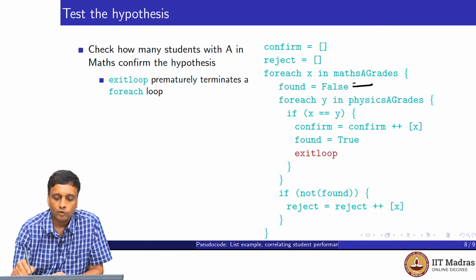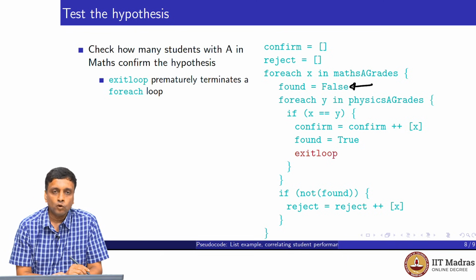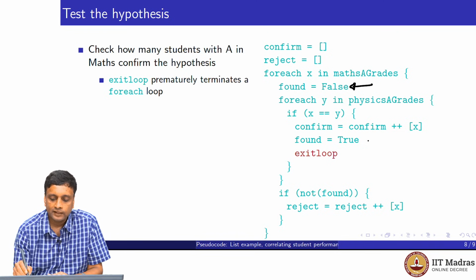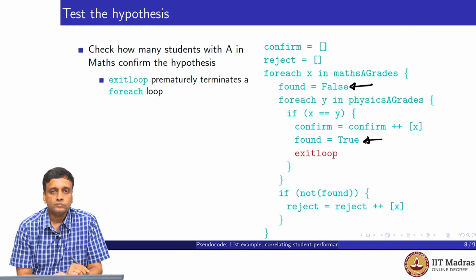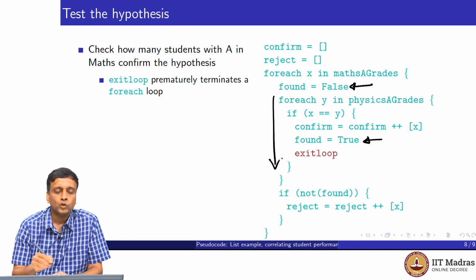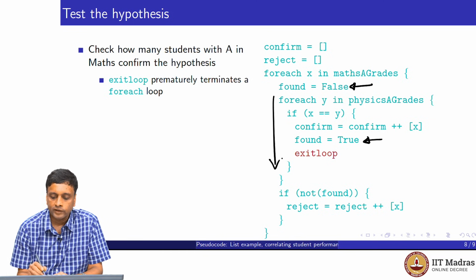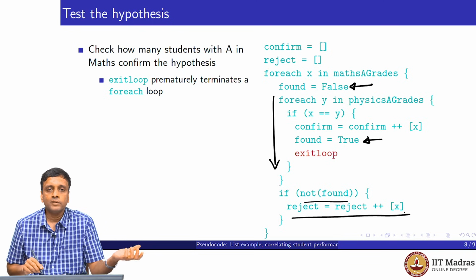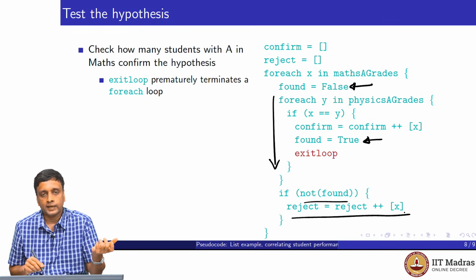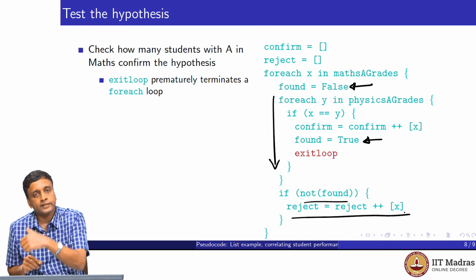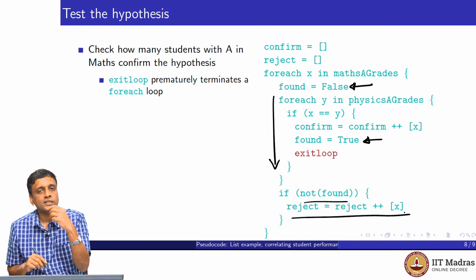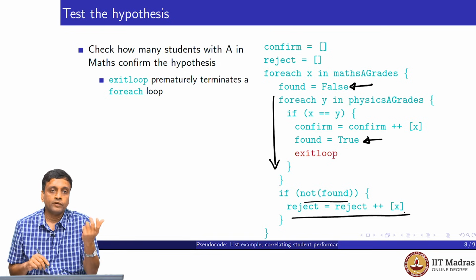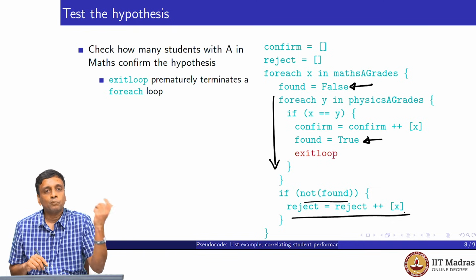So we have a variable called found, right? So if x from maths, an A grade student in maths, is found in physics, then we set found equal to true. And for this same x, if we exit this loop, we go through all the physics students and we have not found it, then we put it in a different list, right? So we have a confirm list. Confirm list are those students who have confirmed our hypothesis. Reject list is those students who have rejected our hypothesis, right? So in this way, we are using this variable found. We can keep track of whether they go in the confirm list, which is easy, or whether we have not confirmed them, which is what this found is telling us, in which case we put them explicitly in the reject list.